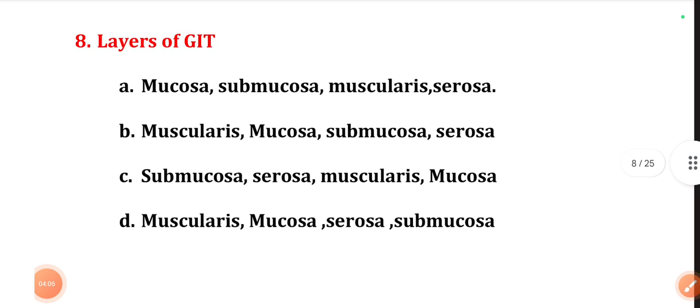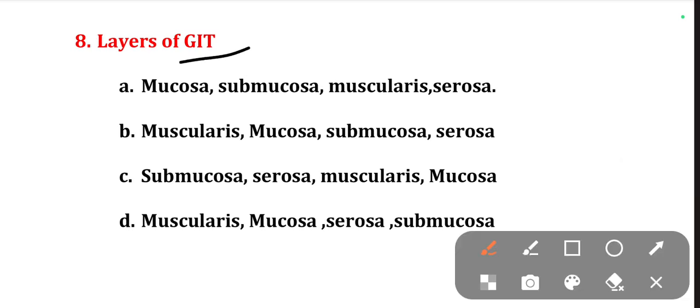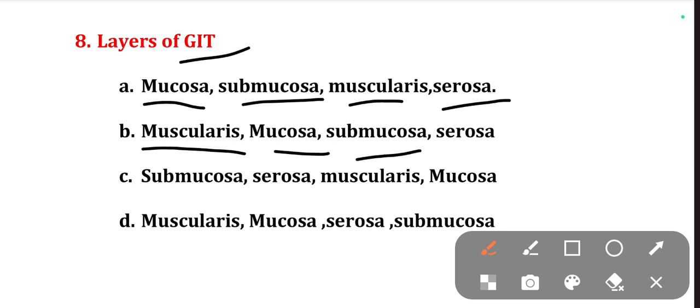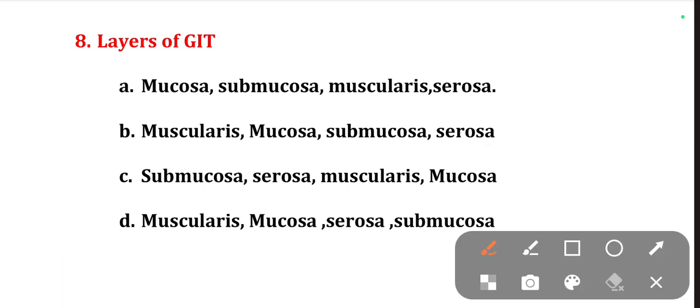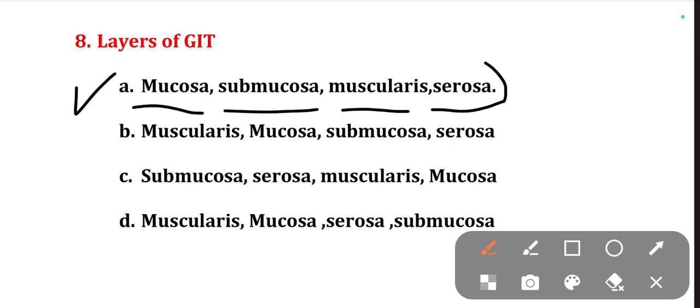The next one is the layers of the GIT. GIT is nothing but the gastrointestinal tract. The options: first, mucosa, submucosa, muscularis, serosa. Second, muscularis, mucosa, submucosa, serosa. Third, submucosa, serosa, muscularis and mucosa. Last, muscularis, mucosa, serosa and submucosa. The right one is option A. From inside to outside, the first layer is the mucosa, the second is the submucosa, the third is the muscularis, and the outermost layer is the serosa.